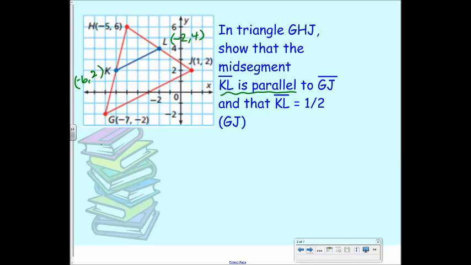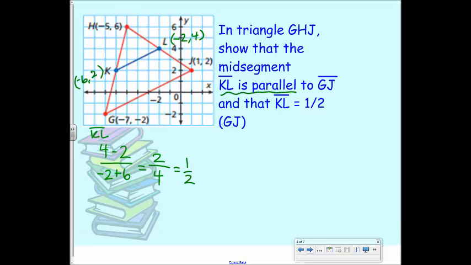Give me 4 minus 2, this is KL, over negative 2 plus 6, because it's minus a negative. What's 4 minus 2? And what's negative 2 plus 6? 2 over 4, and that reduces to what? One half. And then the slope of GJ.